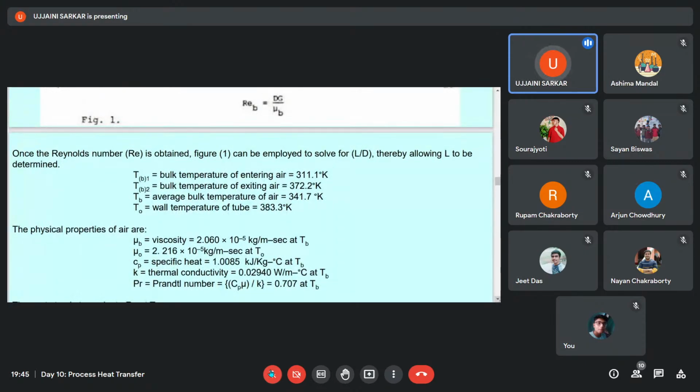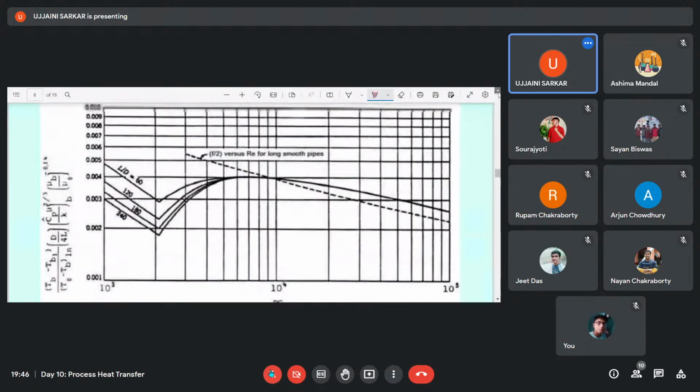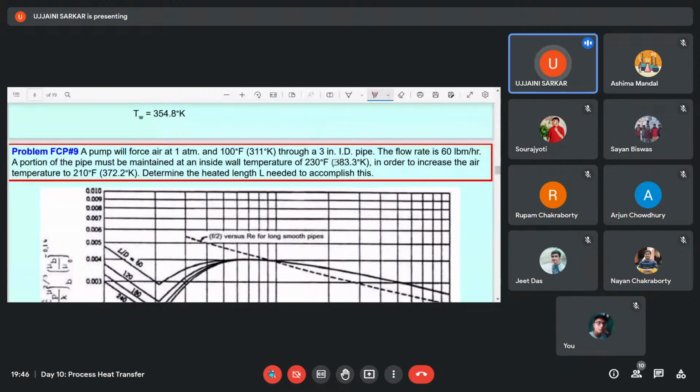So what is the average bulk temperature of air? Bulk at the entering plus bulk at the exit, divided by 2. Whether it is coming 341.7 or not, please check. 311.1 plus 372.2 divided by 2 is 341.7. Yes, it is coming. And the wall temperature is 383.3. It is given in the problem.